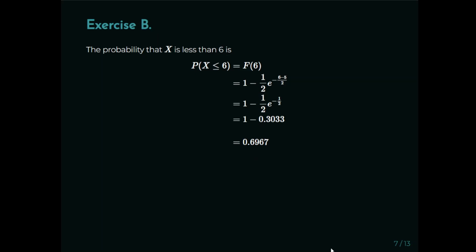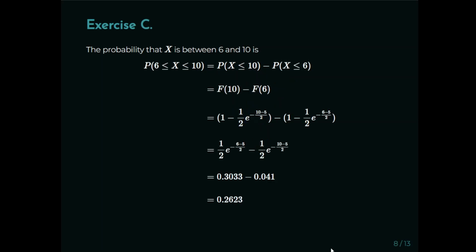Exercise B is a contrast to that. In this case, x is greater than mu, so we're going to use the second case of the cumulative distribution function. F of 6 equals 1 minus 1/2 of the exponential of minus 6 minus 5 divided by 2. That is minus 1 divided by 2, so minus 1/2. So our cumulative distribution function is 1 minus 1/2 times the exponential of minus 1/2. That is 1 minus 0.3033, that is 0.6967. That's the answer to the second one.